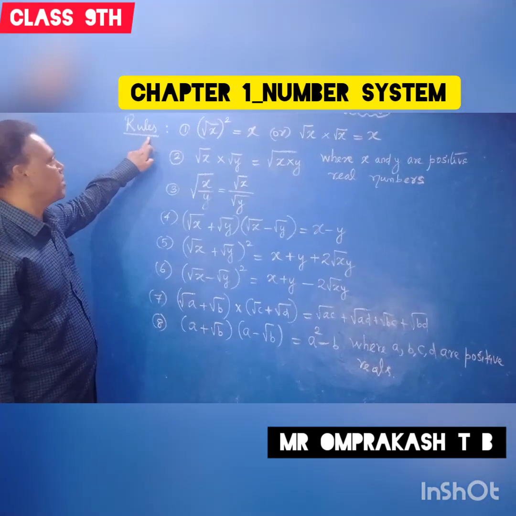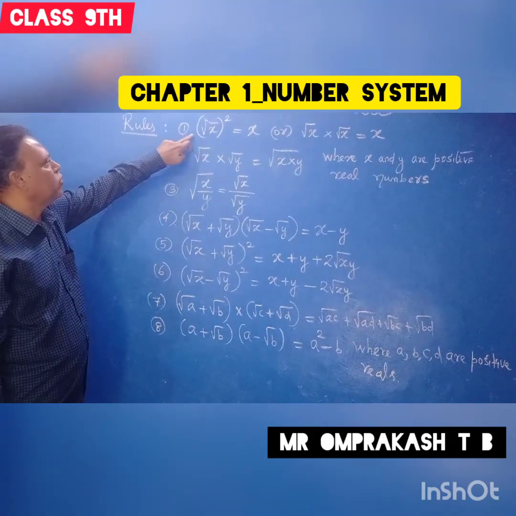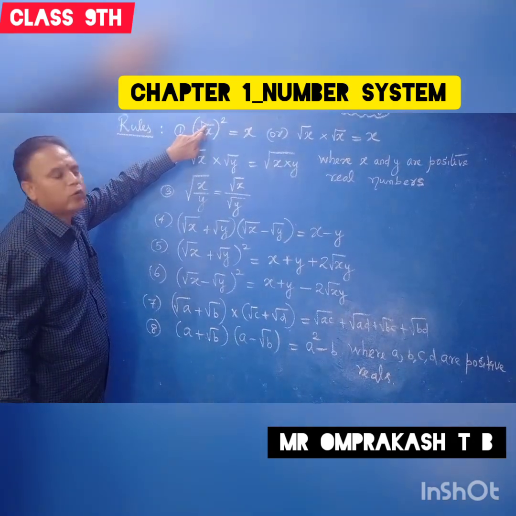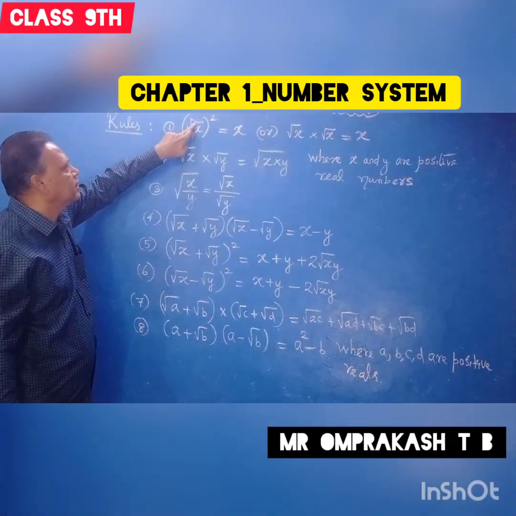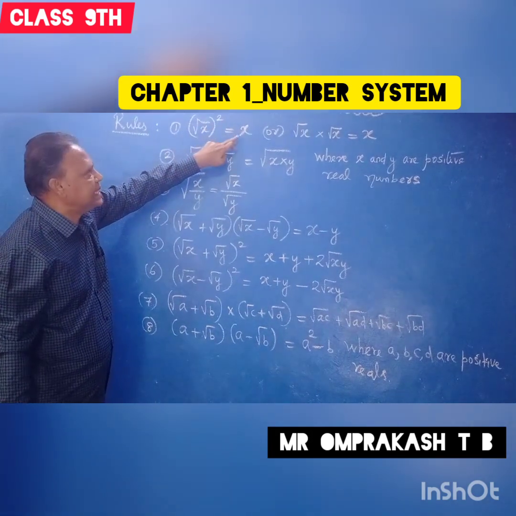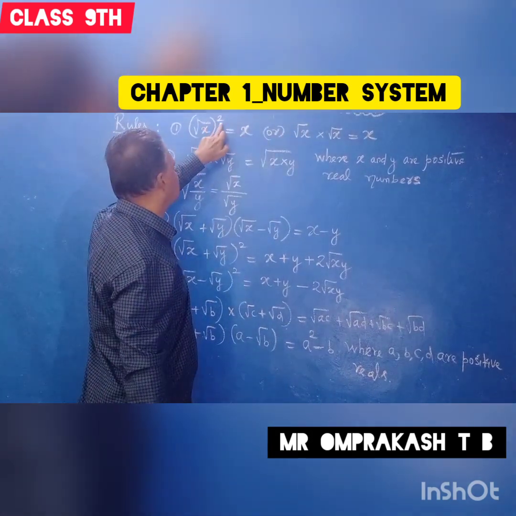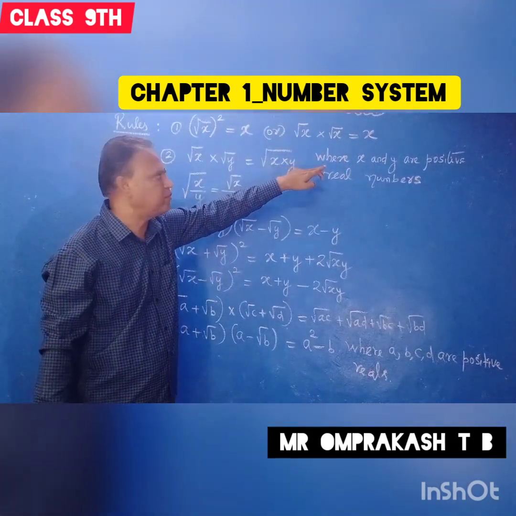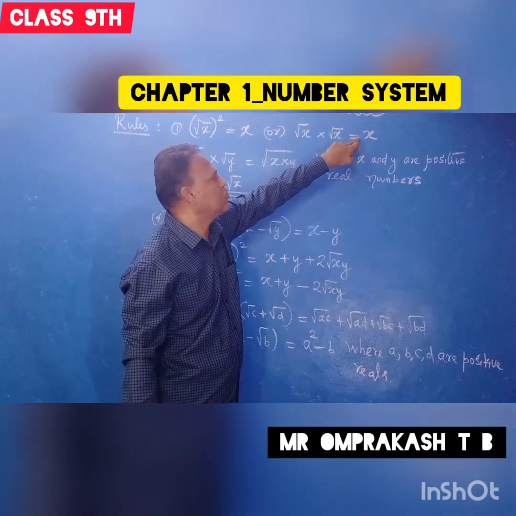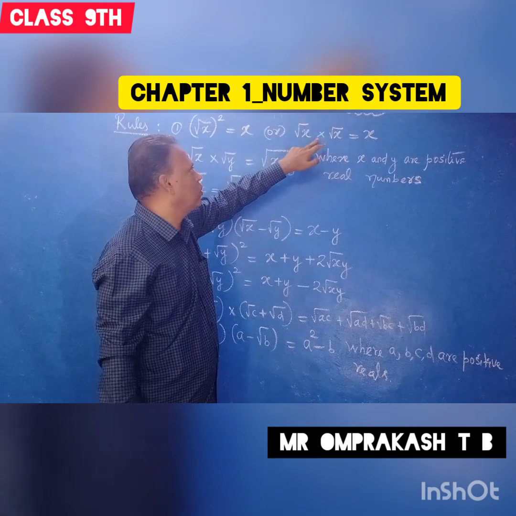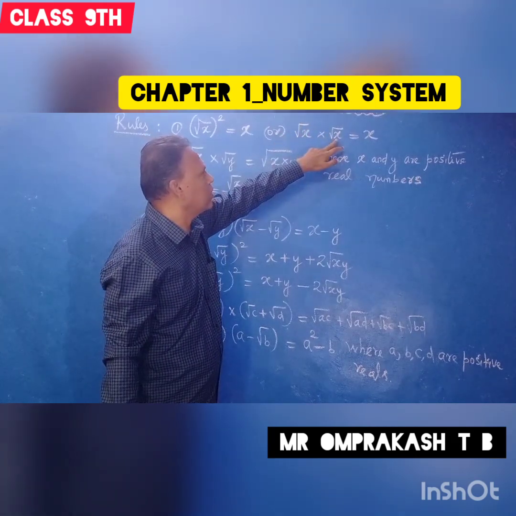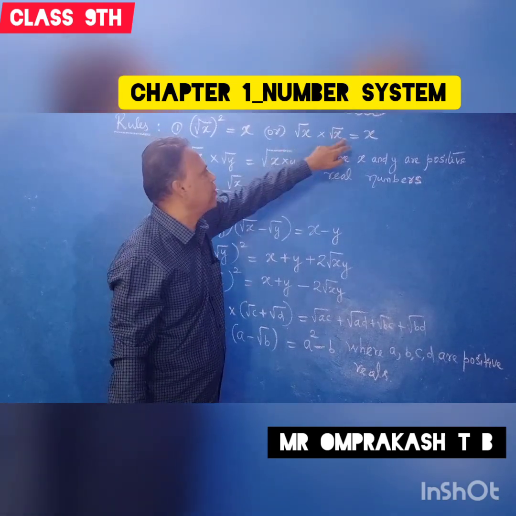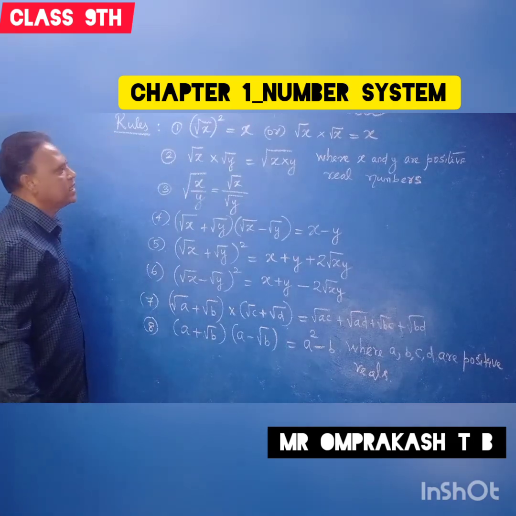So next we will see some rules. First, root x whole squared is x. So when you take the square, the root will be removed. Root x whole squared means root x is multiplied 2 times. Root x into root x is equal to x. So in the square root, when the same number is in the product, two same things, you can remove the root. Easily you can remember.